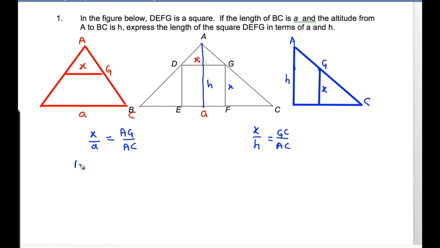Now we can see that AG is actually AC minus GC. Therefore, x over a is AC minus GC over AC. And simplifying it, we have 1 minus GC over AC. And we know that GC over AC is x over h.